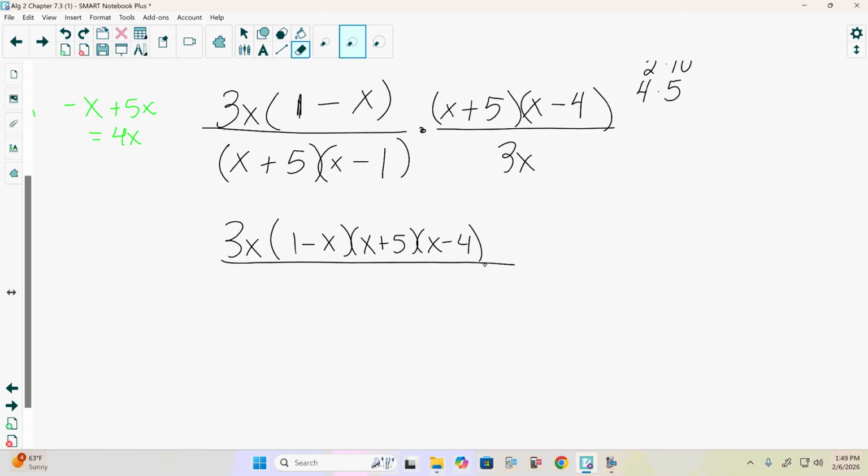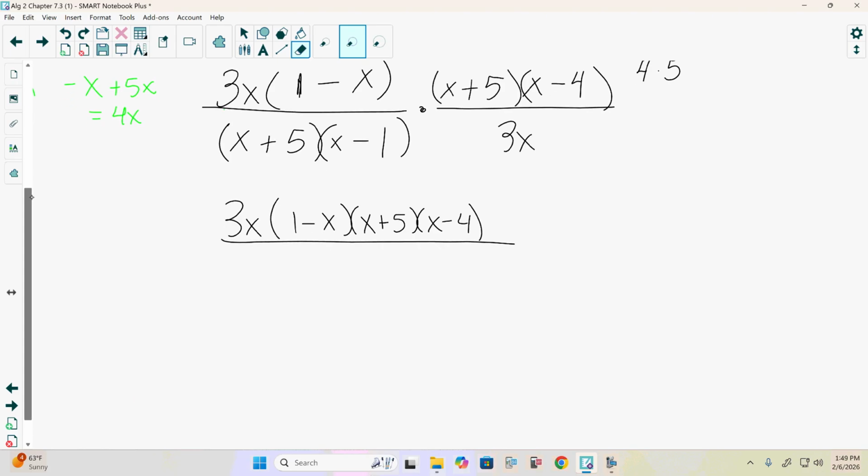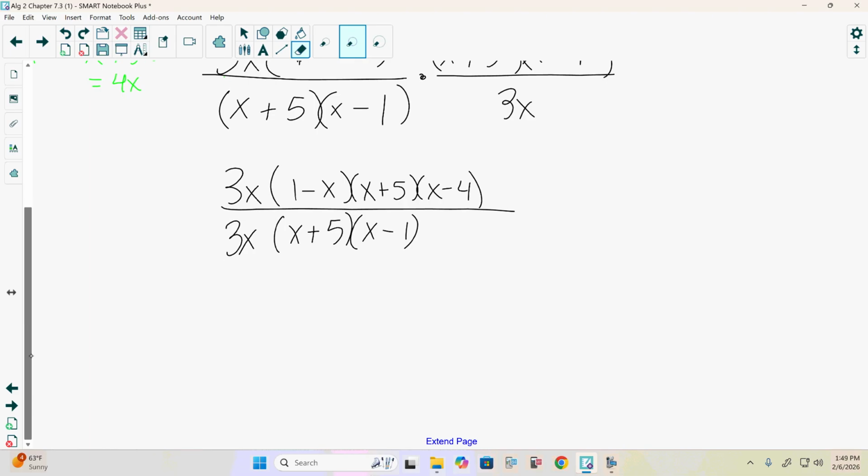We have x plus 5 times x minus 1 times our 3x. Really to keep things together, those monomial terms, those terms that don't have the plus or minus, I move them to the front of the expression, and then write our sets of parentheses after it. Now looking at this here, we get 3x times 1 minus x times x plus 5 times x minus 4 over 3x times x plus 5 and x minus 1.